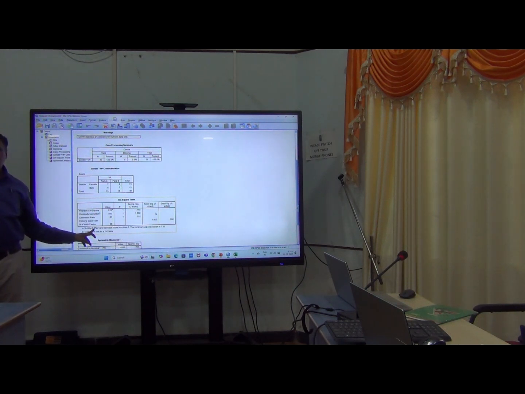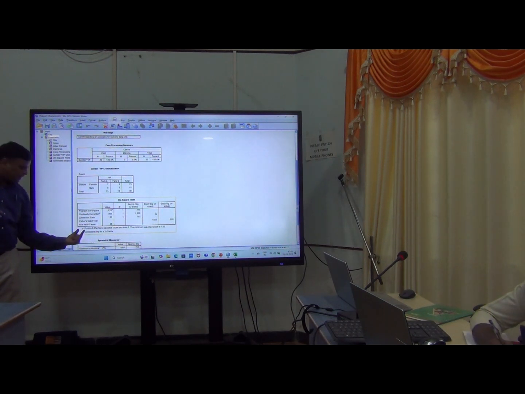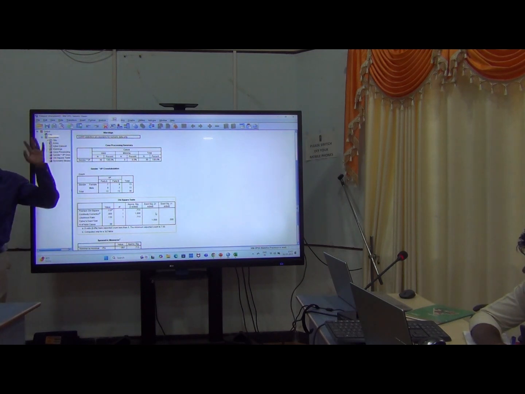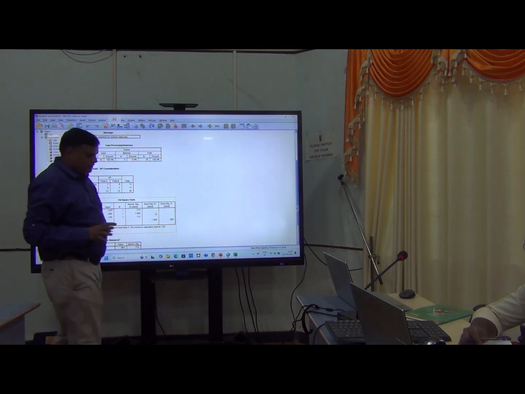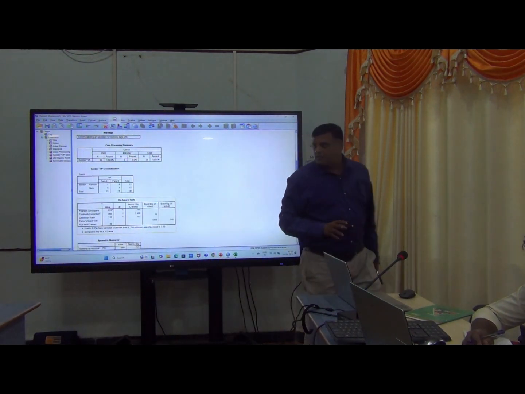It should not be more than 20%. Ours is 0.0, which is very good. Note this down: if your value is to be statistically significant, the percentage of cells with expected count less than 5 should not go beyond 20%. In our case, it is 0%. Highly statistically significant. Observed frequencies and expected frequencies.